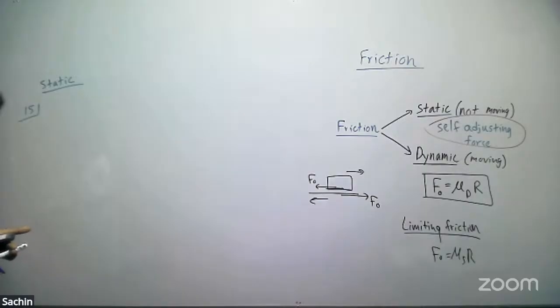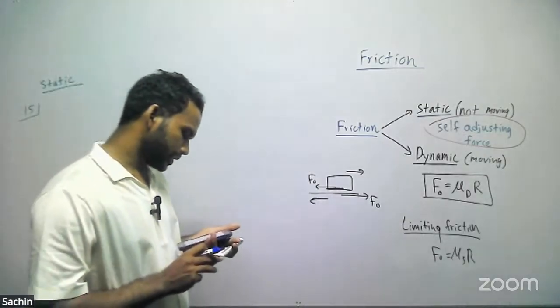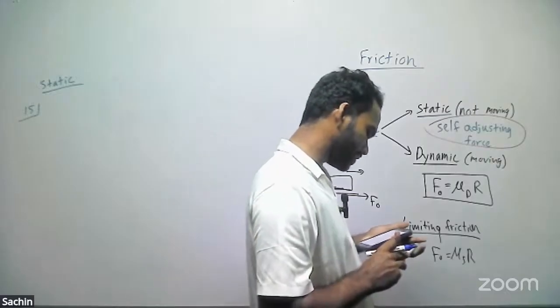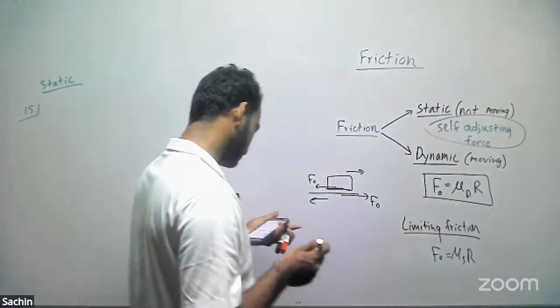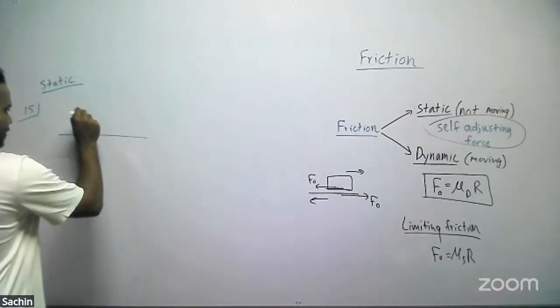A box of mass 5 kg is placed on a horizontal surface. The coefficient of static friction between the box and the surface is 0.3. If a horizontal force of 10 Newton is applied on the box, the magnitude of the friction force acting on the box will be.